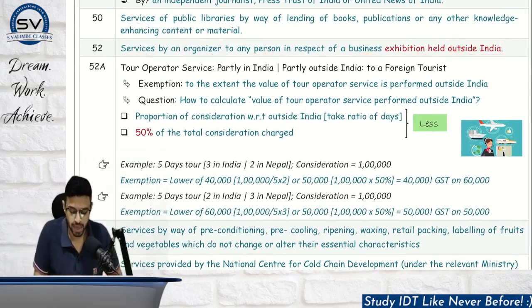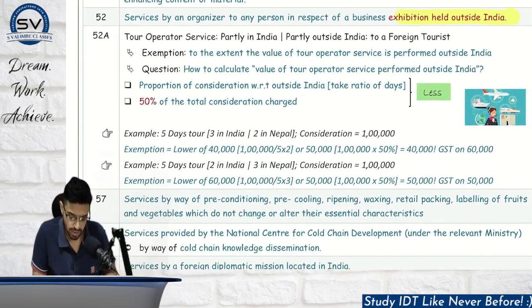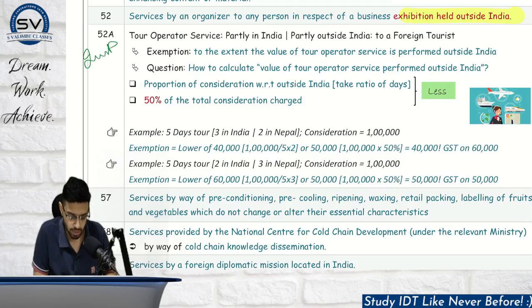Services by an organizer to any person with respect to a business exhibition held outside India. Outside India means basically it will be a good promotion for our country's products. So if the exhibition is held outside India, the supplier of services is in India, the organizer is in India, then he is not going to charge GST. Next, now this is a bit important, 52A, testable in your exam.